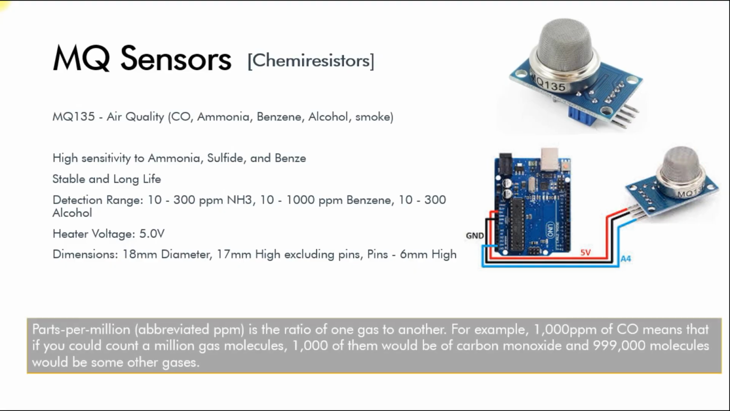Actually ppm represents parts per million. It is a ratio of one gas to another, as you can see on the screen. For example, 1000 ppm of CO means, among a million molecules, that is 10 lakhs of molecules, 1000 of them are CO, carbon monoxide, and the rest of the molecules are some other gases. So this is the actual meaning of telling the gas availability in ppm.